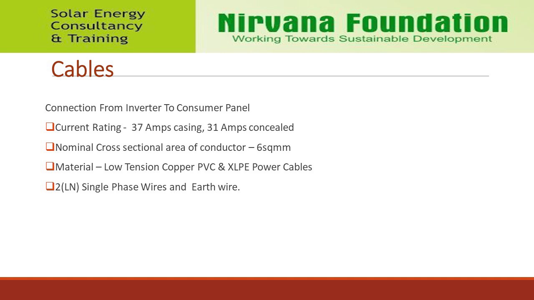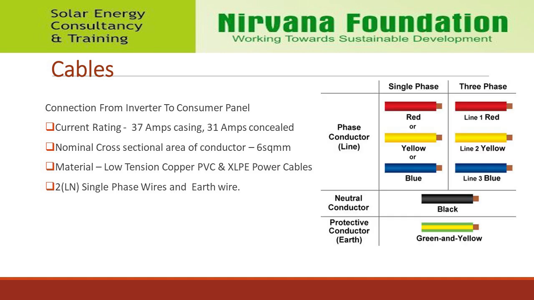Connection from inverter to consumer panel. Current rating, 37 amps casing, 31 amps concealed. Nominal cross-sectional area of conductor, 6 square mm. Material, low-tension copper PVC and XLPE power cables. 2 line, single-phase wires and earth wire. For single-phase line wire we can choose either red or yellow or blue. For three-phase, lines 1, 2 and 3 are chosen with red, yellow and blue. For neutral conductor, black is chosen. Earth conductor, green and yellow.